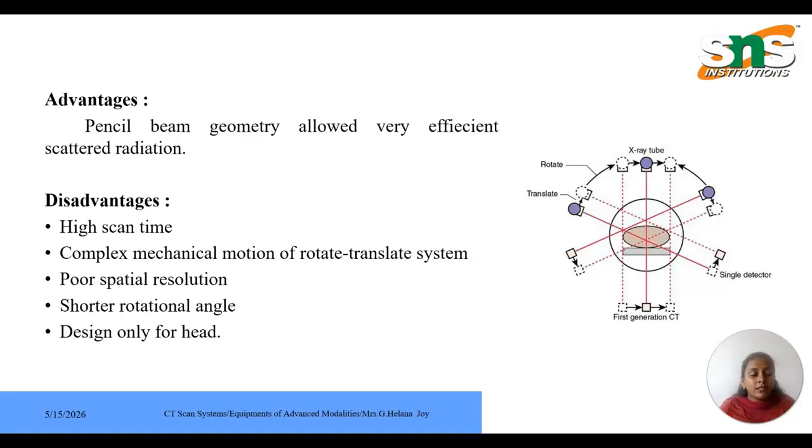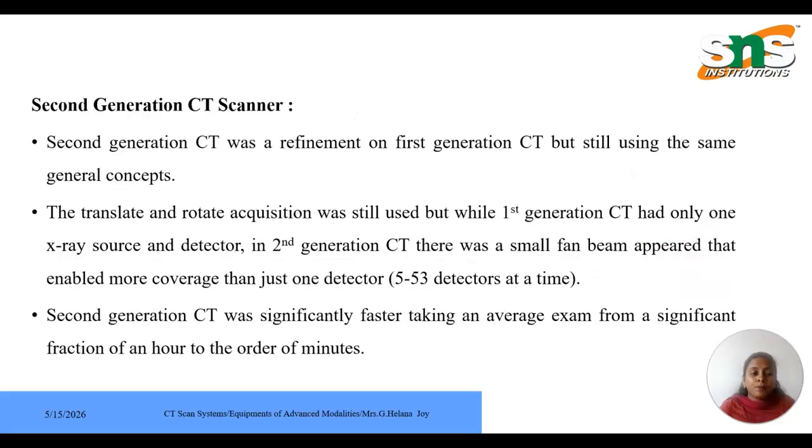The advantage of the first generation CT scanner is that it uses pencil beam geometry, which allows very efficient scattered radiation rejection. The disadvantages are high scan time, complex mechanical motion of the rotate-translate system, poor spatial resolution, and a small rotational angle. It was designed only for the head.